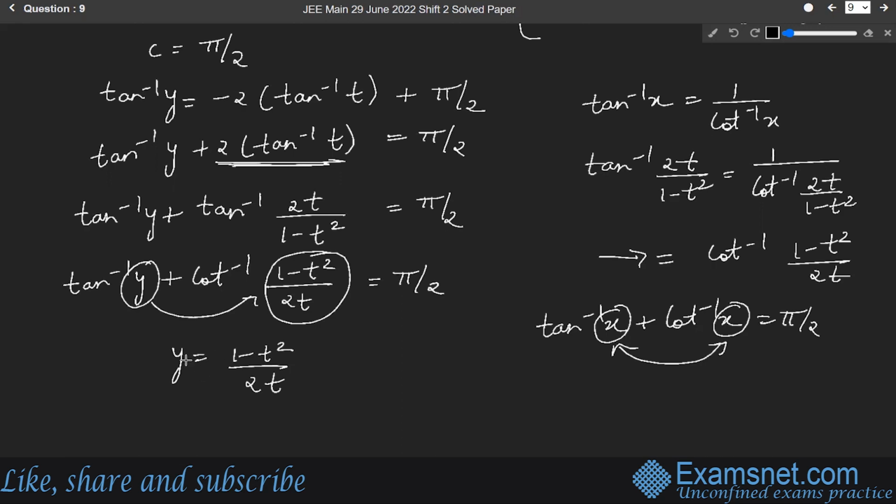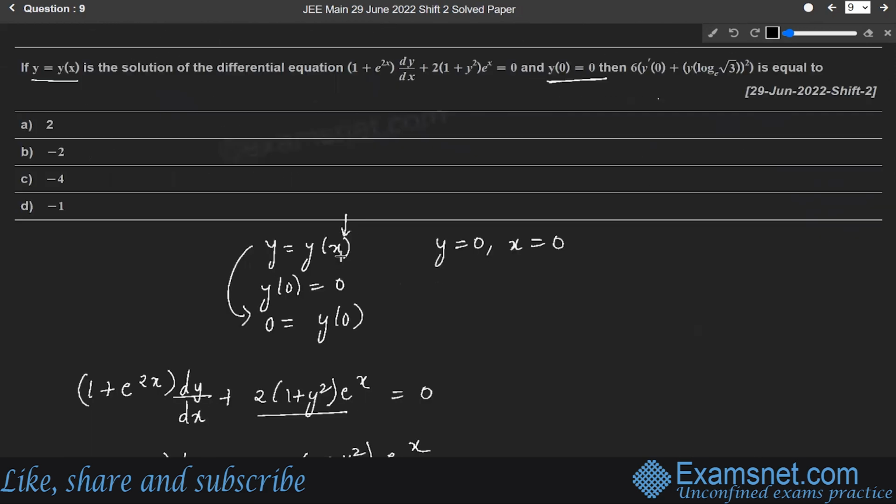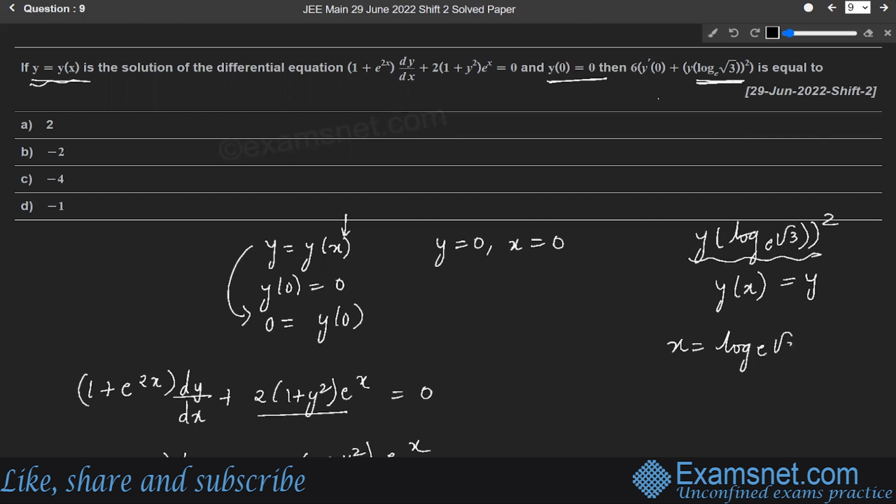Now we have to find a value, which is log base e root 3. What is this value? y of log base e root 3 square. Okay, it is in terms of y of x, right? So we have to use this expression, y of x is equal to y. It means that this is the form y of x, so the value of x is log base e root 3, right? So let us put x is equal to log base e root 3.